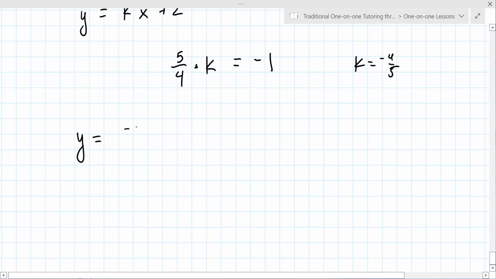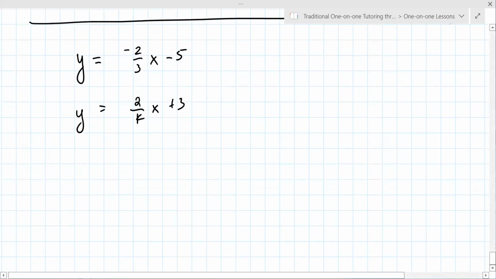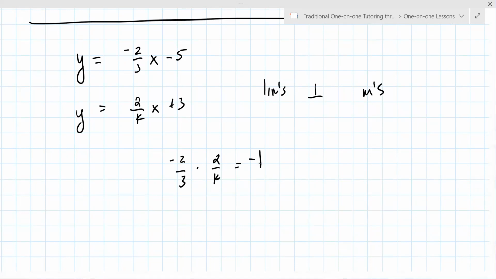Okay. Just to make the problem slightly more difficult, let's say it's y equals -2/3 x minus 5, y equals 2 over k x plus 3. And again, I want you to solve for k. I want you to find the value of k that makes these two lines perpendicular. So the lines are perpendicular when the slopes, the m's, have a product of -1. So you have to take the -2/3 times the 2 over k, and that equals -1.